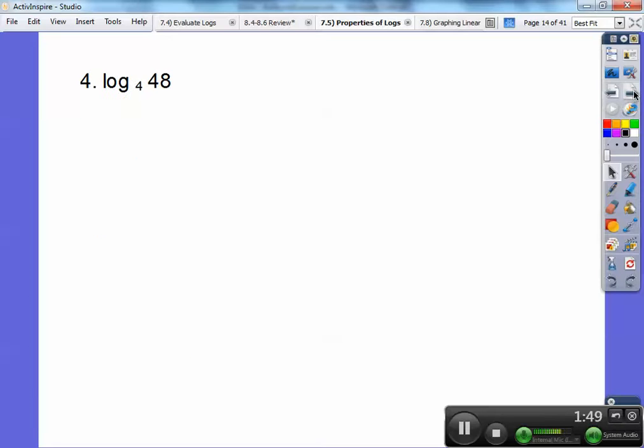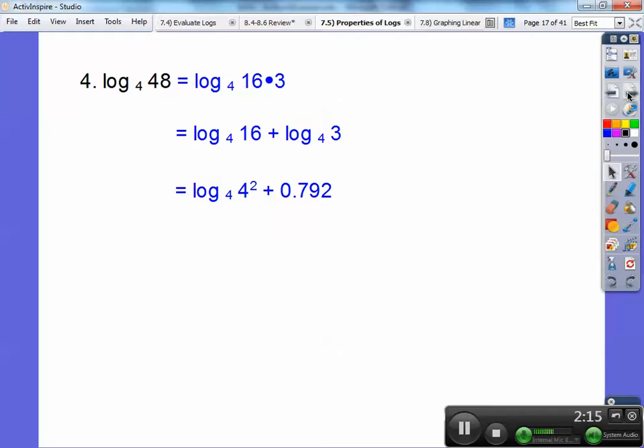All right, let's try log base 4 of 48. Now, 48 breaks down to all kinds of numbers. I'm going to choose 16 times 3. For one thing, since it's base 4, 16 is a power of 4, so that's why I chose 16. And they gave me 3, so I can separate 16 and 3 with an addition sign, log base 4 of 16 plus log base 4 of 3. Now we know the decimal log base 4 of 3 is 0.792, and I changed 16 to 4 squared.